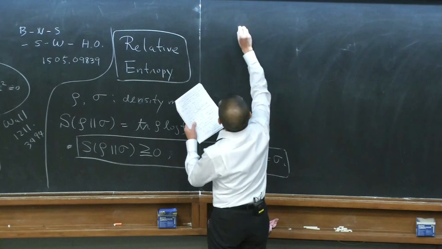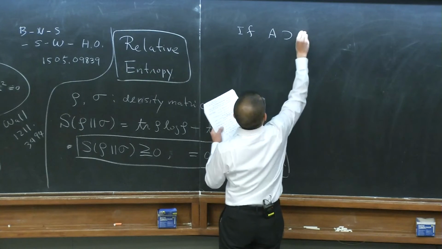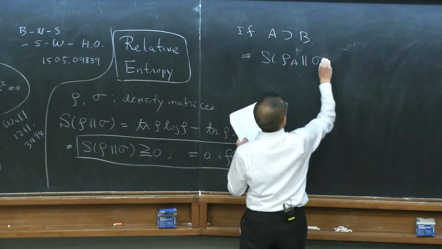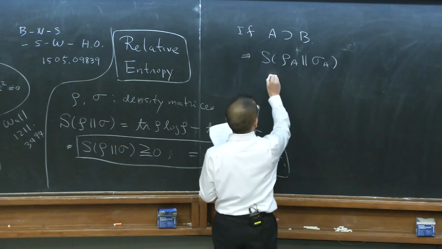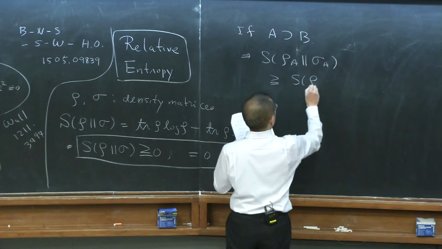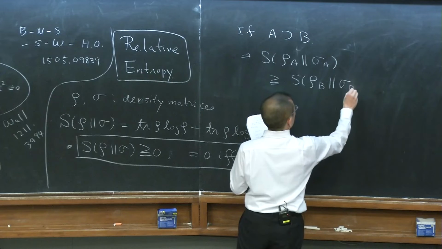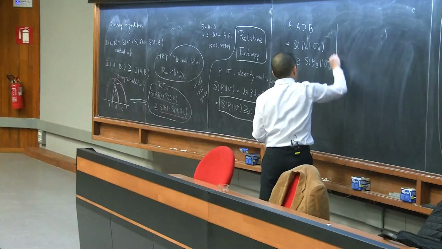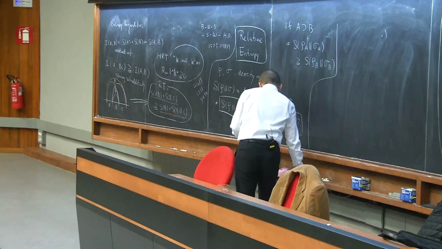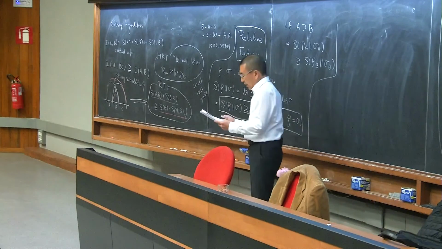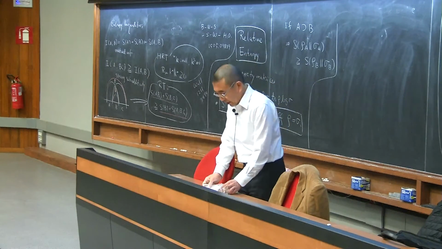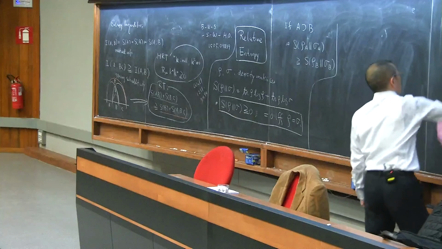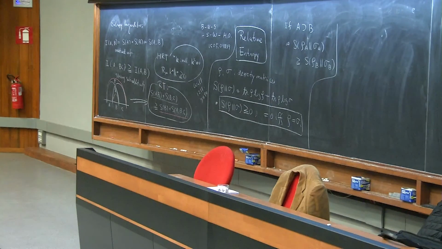Another inequality is that if the region A contains region B, then the relative entropy between the entanglement density matrices associated to rho A and rho B also increases. So this is known as monotonicity of relative entropy. Okay, now we can calculate this kind of relative entropy for holographic cases. And for example, you can consider the following object.